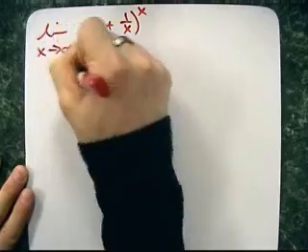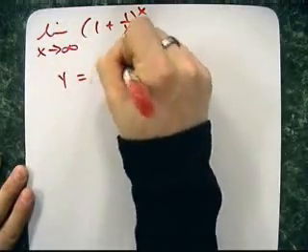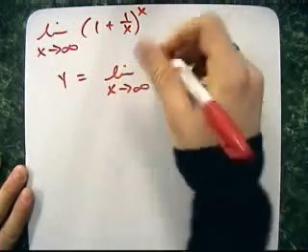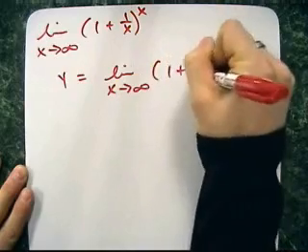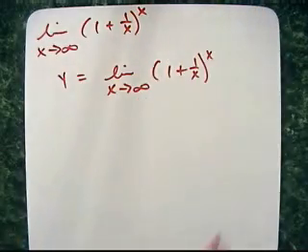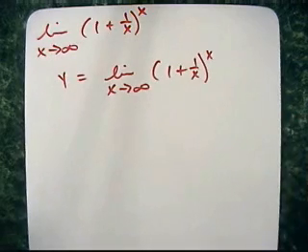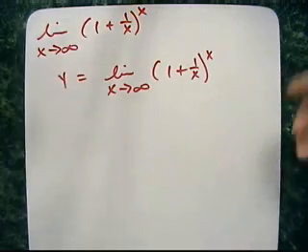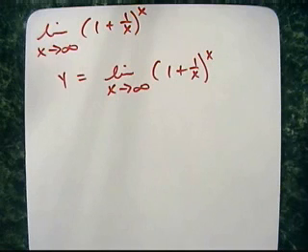So really, this is going to be y equals the limit as x goes to infinity of (1 plus 1 over x) to the x. Now, if I plugged in this infinity right here, let's just see what that power would go to. What form would it be in? What indeterminate form is it? That's what I want to know.